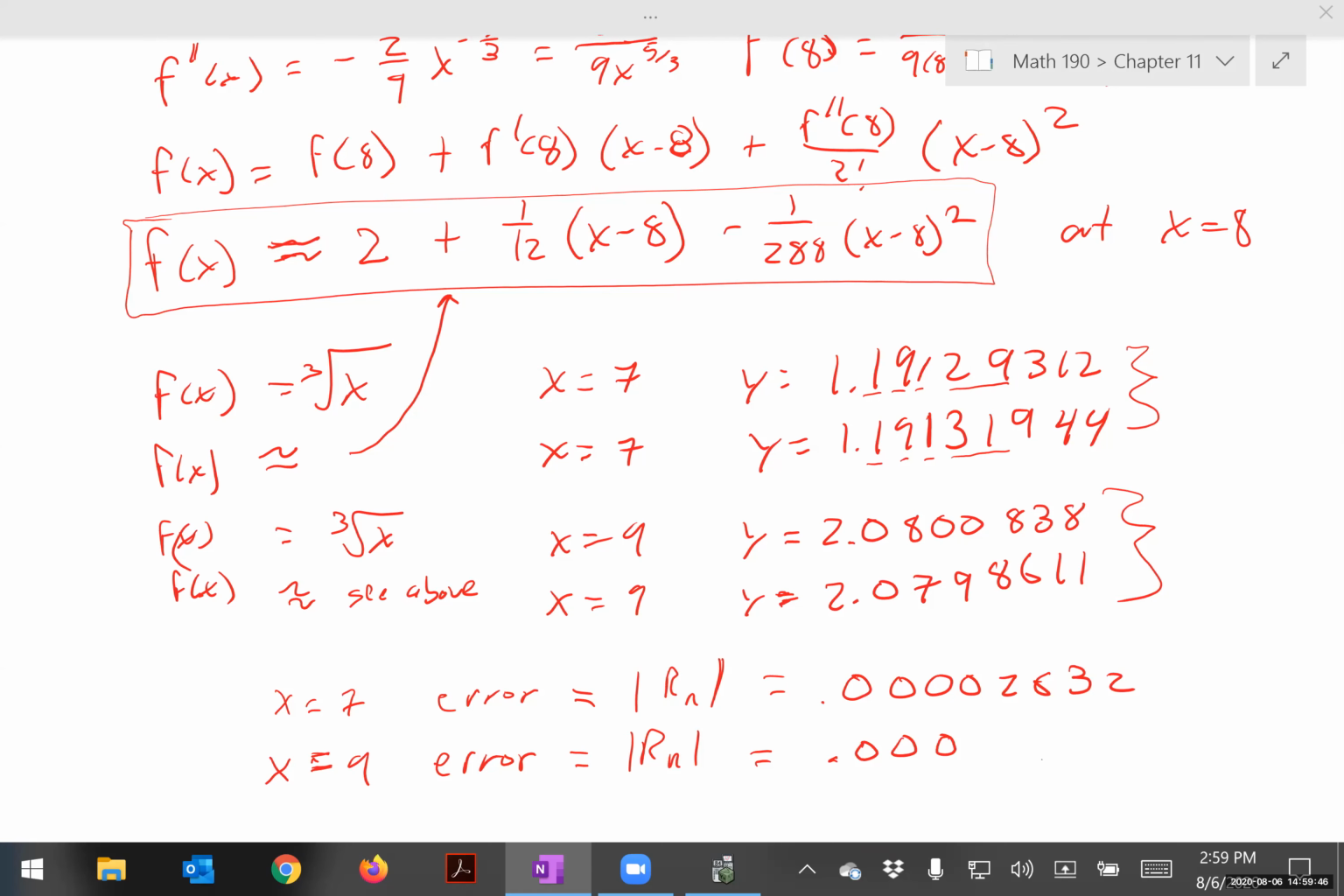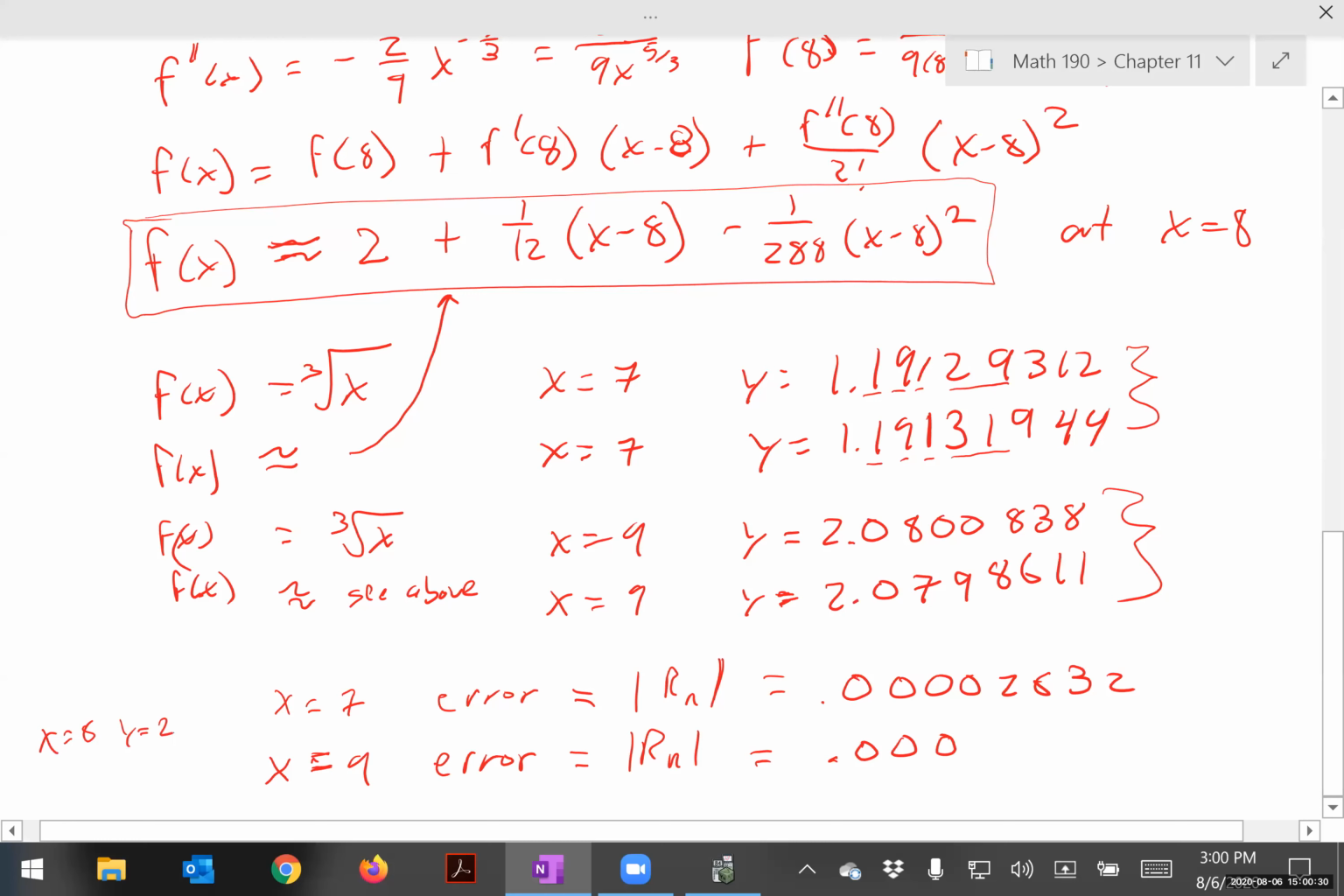I subtracted the approximate value from the original value. I evaluated these at x equals 9 and x equals 7. The approximate one is the quadratic, right? So I'm saying, how far did the quadratic veer from the original function? How far is the Taylor polynomial away from the original function at x equals 7 and x equals 9? At x equals 8, it's exact.